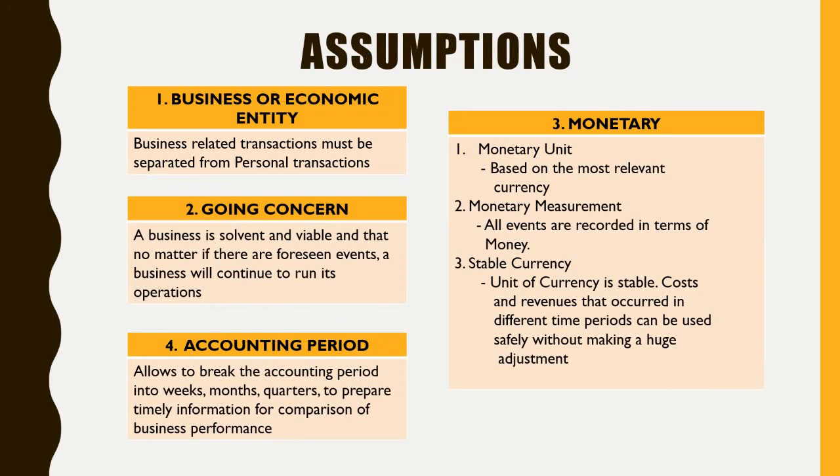So the first set of rules is going to be your assumptions. There are 4 assumptions that you need to know. I'm going to talk about one at a time. So the first assumption is going to be the business or economic entity.